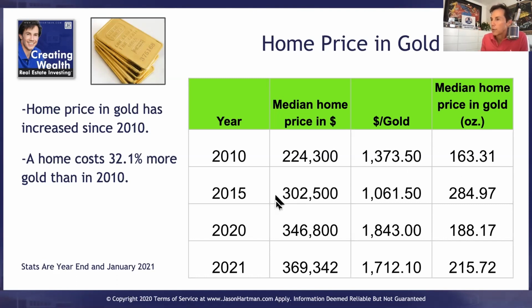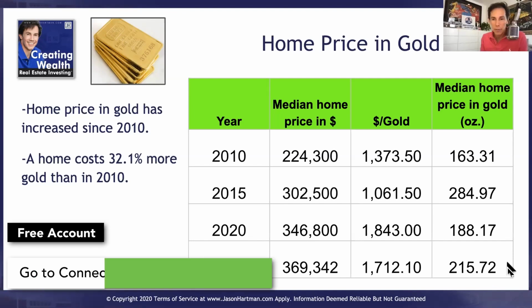And in 2015, the median price was here, the gold price was here, and it would take you 285, rounding, ounces of gold to buy a house. Okay. 2020, only 188 ounces of gold to buy a house. But 2021, as of January, and now it's even higher. Okay, these are January numbers for 2021. They're year-end numbers for the other years.